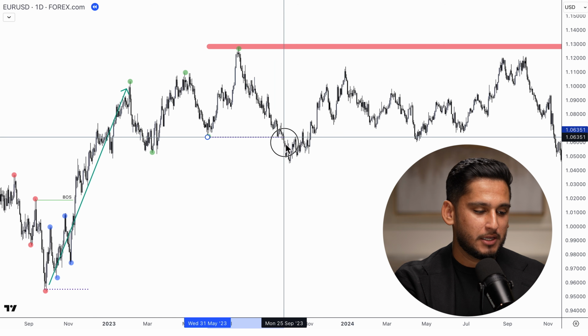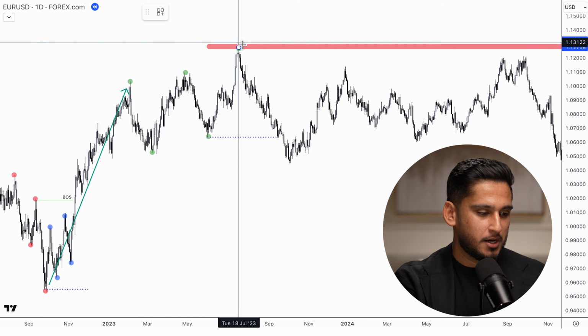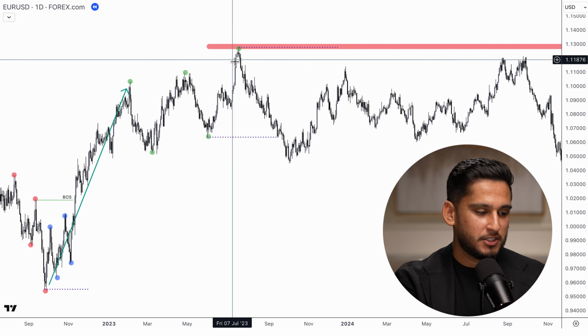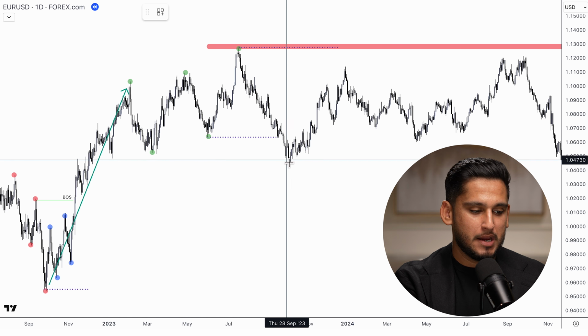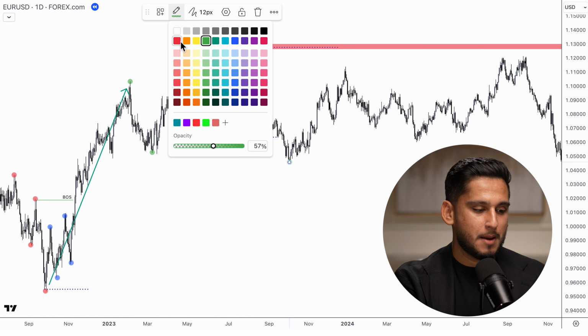I mark the last higher low that went on to make this higher high. And what do I notice? From this range, price breaks the range and comes lower. So what do we have? We have a bearish shift. Sellers took control and made a lower low.